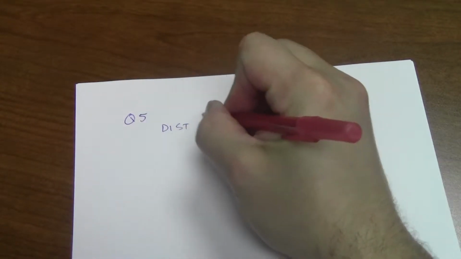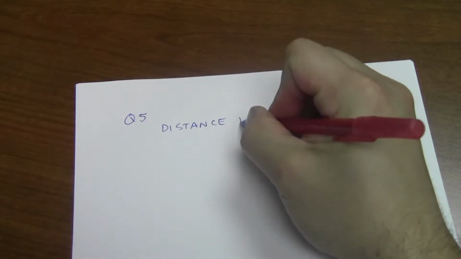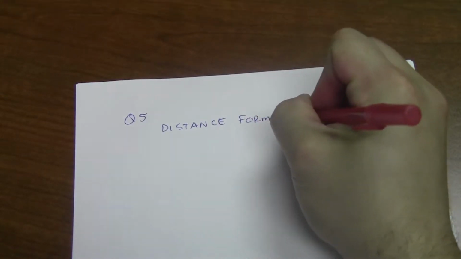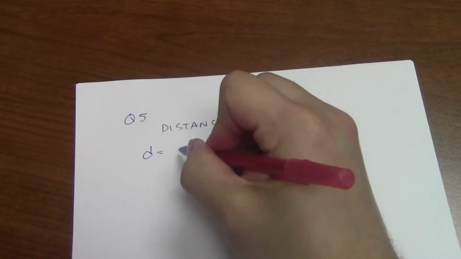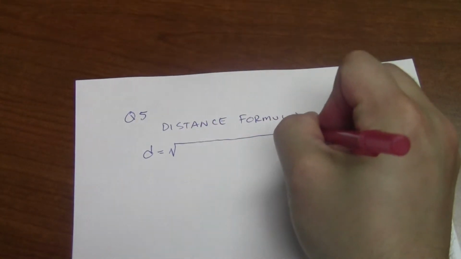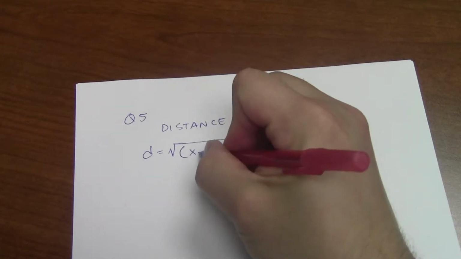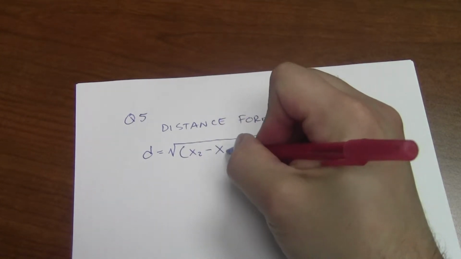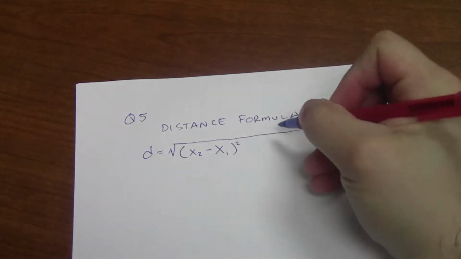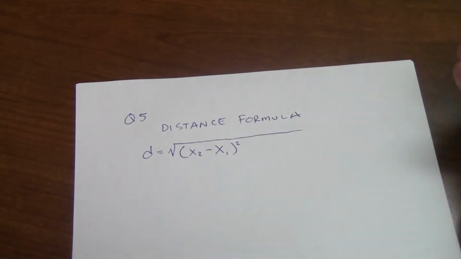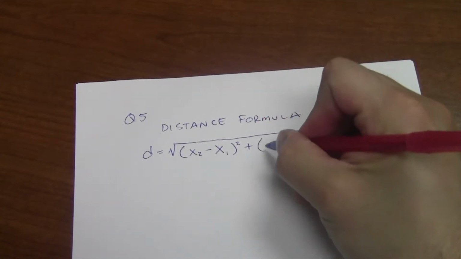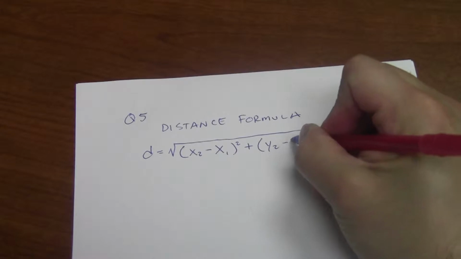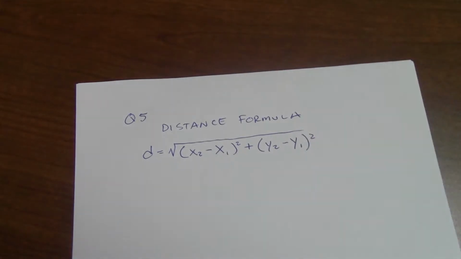So distance formula, and all it's going to be is d is equal to the square root of x2 minus x1 squared. The second x, not x squared, sorry, plus y2 minus y1 squared. All right, so don't let the formula freak you out.